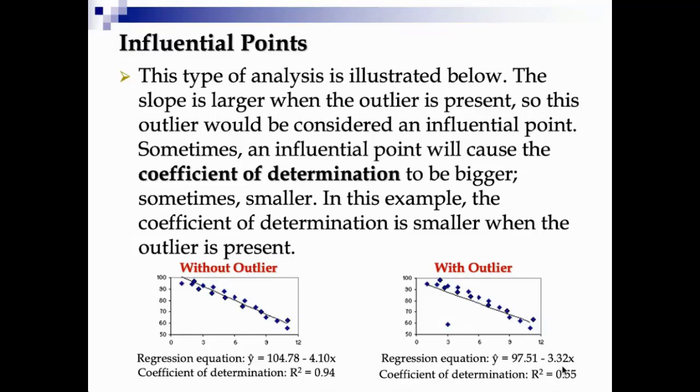Possibly, I'm not really sure. And so it could be just natural variation. If I took another sample, I could get a slope that's somewhere in between those two. So maybe this is not significant. However, if you look at the r squares, that's definitely significant. To go from 0.94 to 0.55, that's definitely a very drastic change. So then that would definitely tell me that that's an influential point.